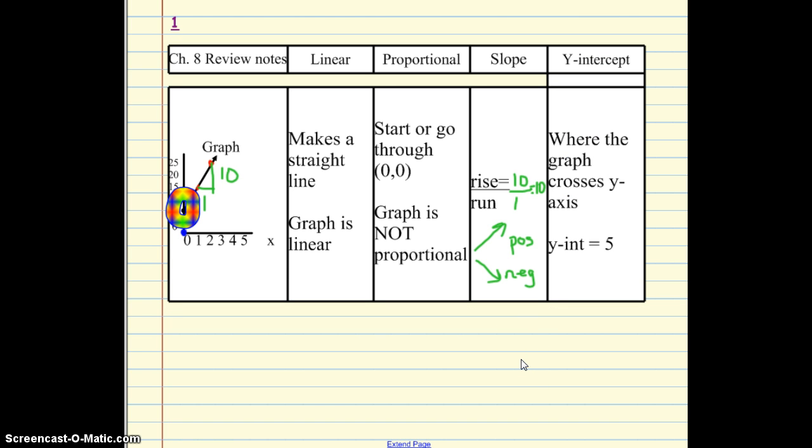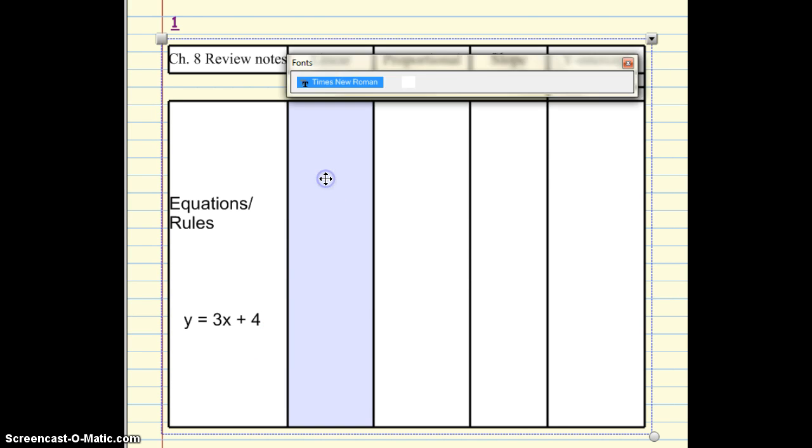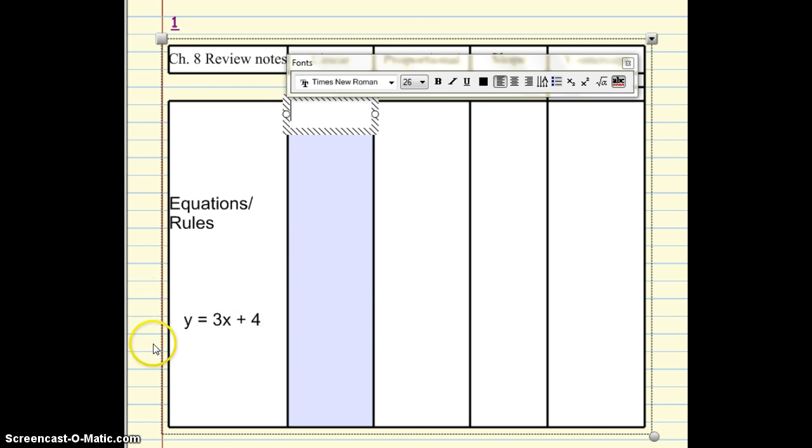Let's move on to the last one, working with equations and rules. All right, down at the bottom, equations and rules. If we have the equation y equals 3x plus 4, how do we know these equations are linear? Well, equations are linear when they look like this, like the y equals 3x plus 4. And we do have our general form. Remember, our y equals mx plus b. If it's in that general form, it will be linear.